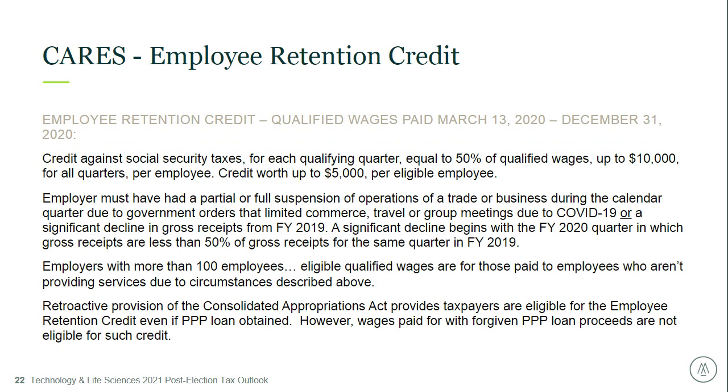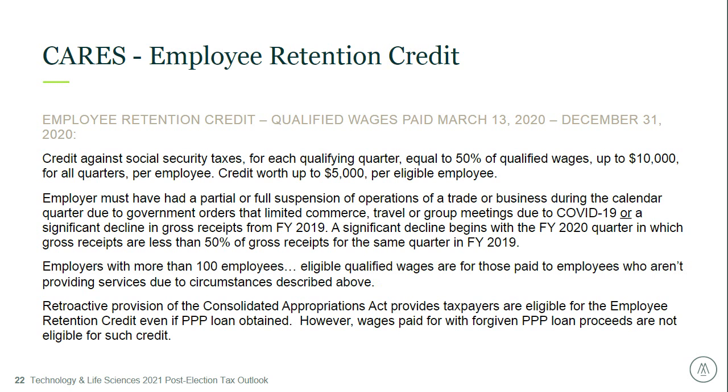So next, I'm going to talk a bit about the employee retention credit. The employee retention credit was signed into legislation via the CARES Act, and it applies to qualified wages paid March 13th, 2020 to December 31st, 2020. It's essentially a credit against Social Security taxes for each qualifying quarter equal to 50% of qualified wages, up to $10,000 for all quarters per employee. So the credit ends up being worth about $5,000 per eligible employee during 2020.